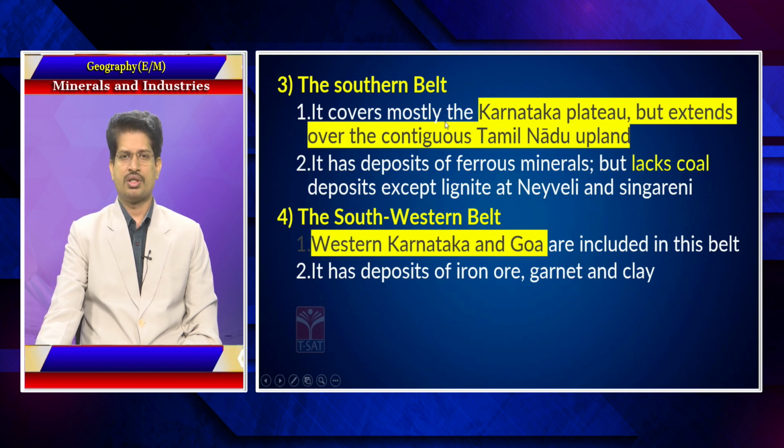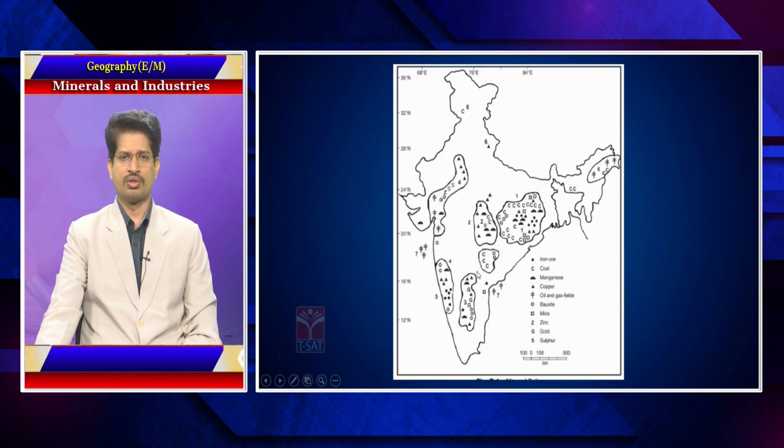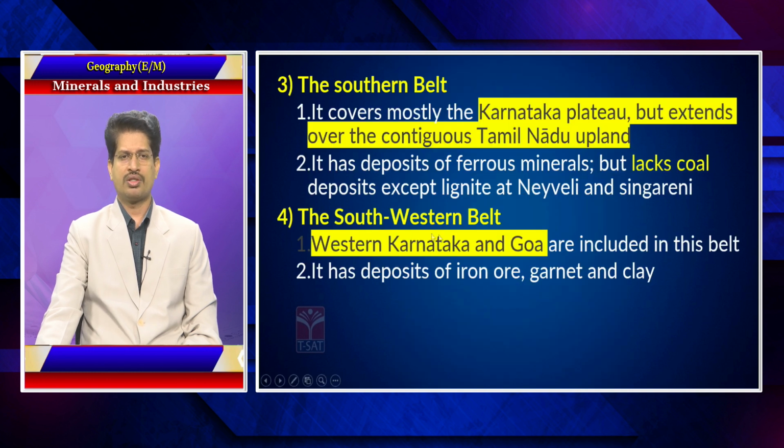It covers mostly the Karnataka plateau, but extends over the contiguous Tamil Nadu upland. So, this is the extension of the southern belt, but this lacks coal except the Neyveli Lignite Valley and Singareni colonies. The rest of the region does not have coal. This is the southern belt we are talking about, and the southwestern belt.